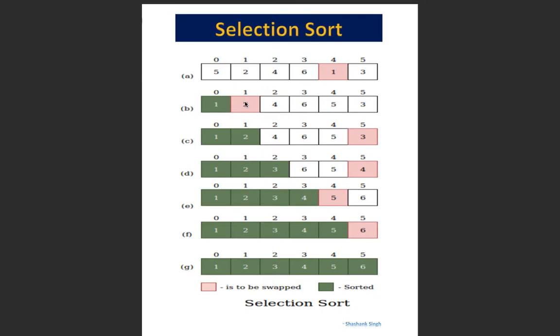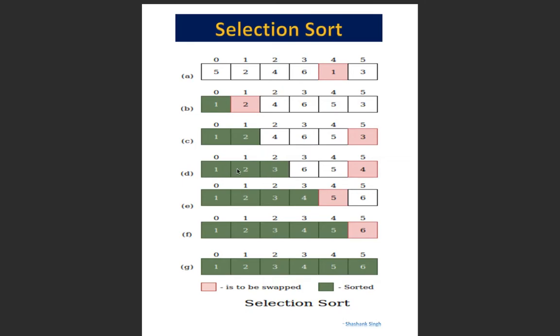We'll try to find the minimum element in this unsorted part, which is 2. So 2 will stay at the same position, 1 and 2 will be in the sorted part, and 4, 6, 5, 3 will be in the unsorted part, right? Now we will try to find the minimum element in this unsorted part, which is 3, and we'll replace this 3 with the first element of this unsorted part, which is 4, right? So 3 and 4 will be swapped.